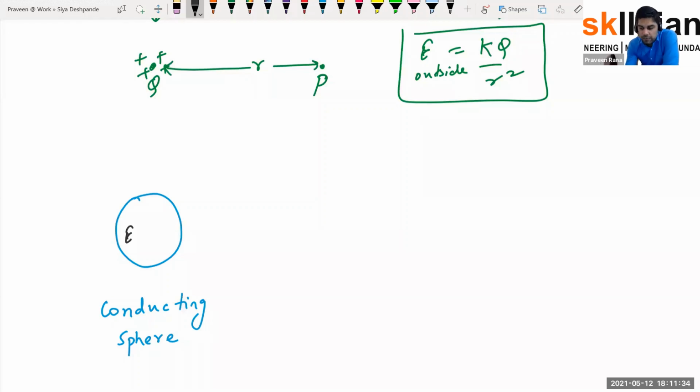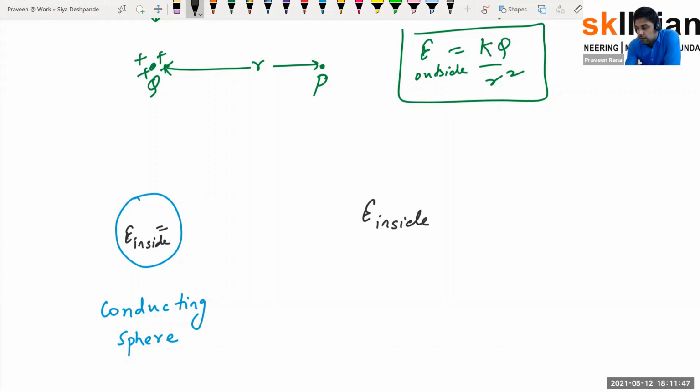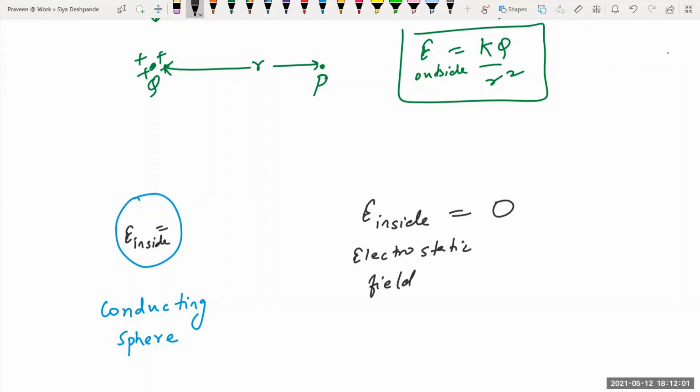What is the value of electric field inside a conductor? Just quickly look from the notes. Electric field, or I should say electrostatic field, inside conductors is always 0. Yes. Electric field is not present inside conductors. We will have a proof in the next chapter of why that is. So electric field inside this one would be 0.